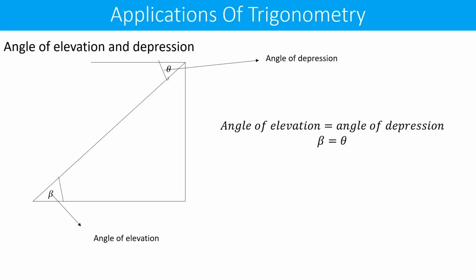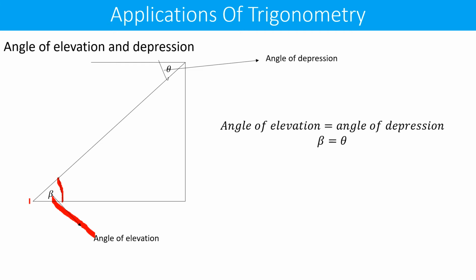Okay, so we are now looking at applications of trigonometry. Precisely, we are looking at angle of elevation and depression. When you say angle of elevation, it is the angle formed between the eye point of an observer and the ground. So always we indicate the angle of elevation here. This is the angle of elevation.